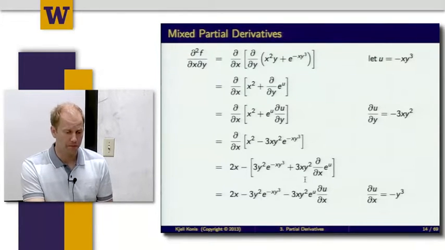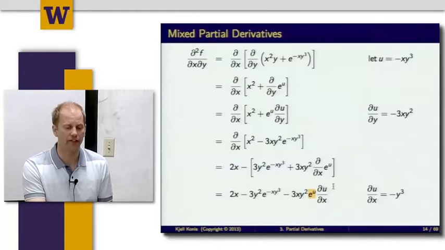And so just plugging all of this in and distributing this minus sign gives me this. And now all I have to do is plug in what u is and what the partial derivative of u with respect to x is, which I got, again, by taking the derivative of this with respect to x this time.